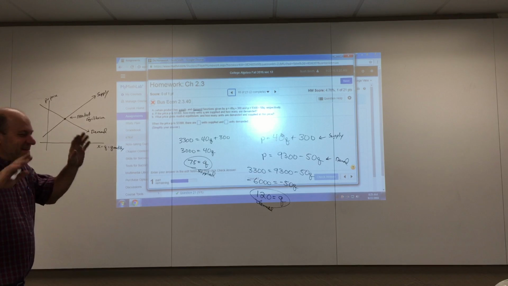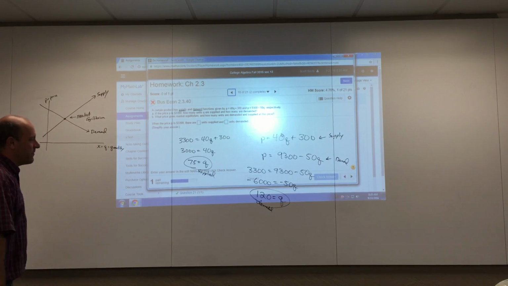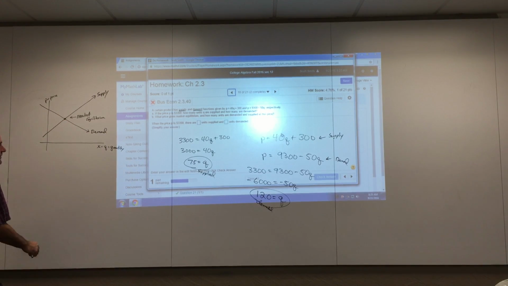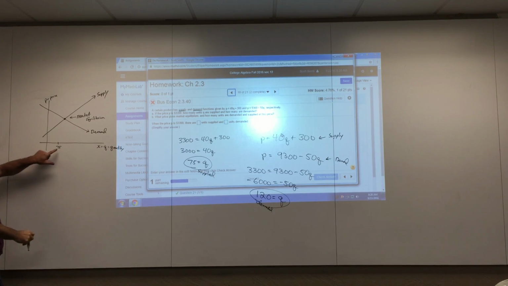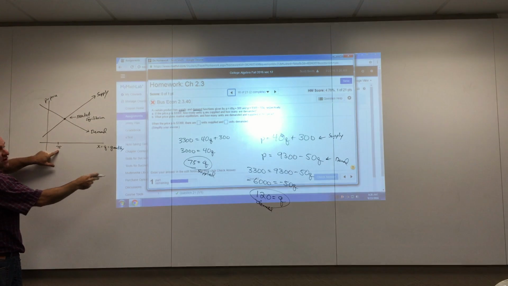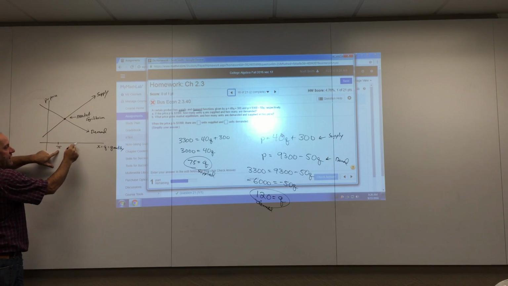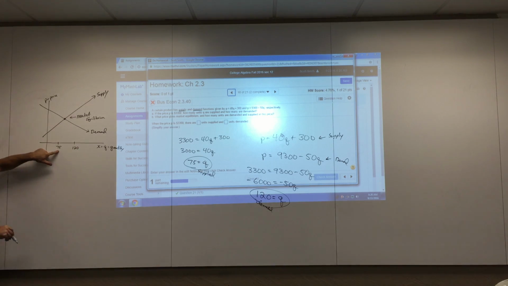What does all this mean? Well, let's try to think about it a second. Let's go over here to my picture. A Q of 75 is, I'm going to roughly put that here. This is my Q axis. So there's Q equals 75. Q equals 120 is more than that, maybe over here. And I think this price must be here.